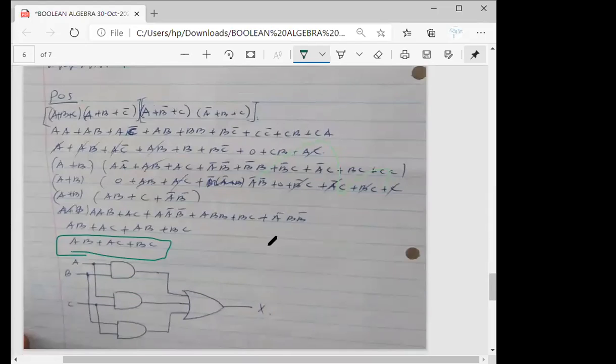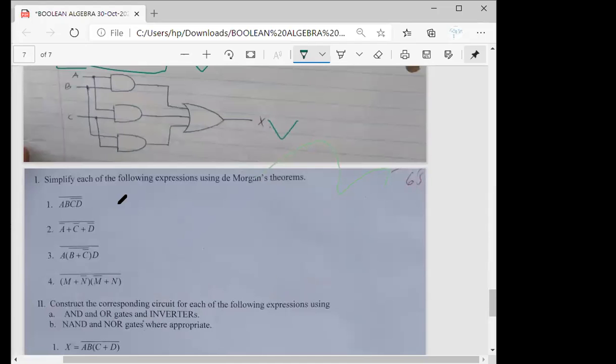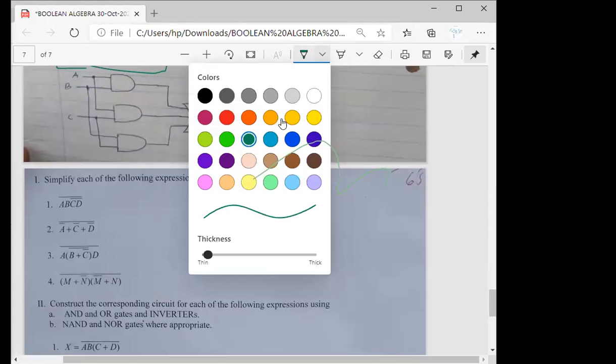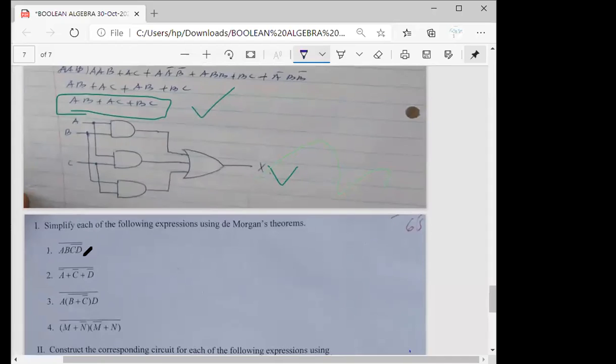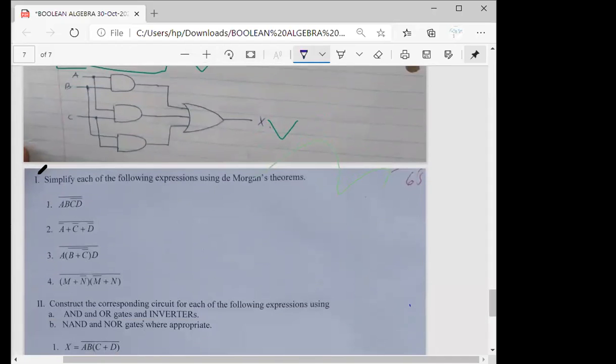Then the solution I've given, then the circuit is given here. This is the problem that I did send you earlier on. If you follow, I did send you this one. The first equation I just picked, simplify using De Morgan's laws. Anyone who encountered a problem on this one?